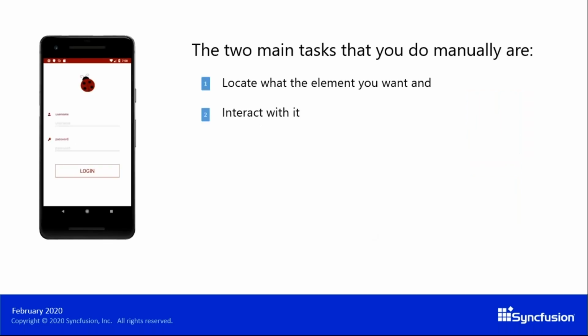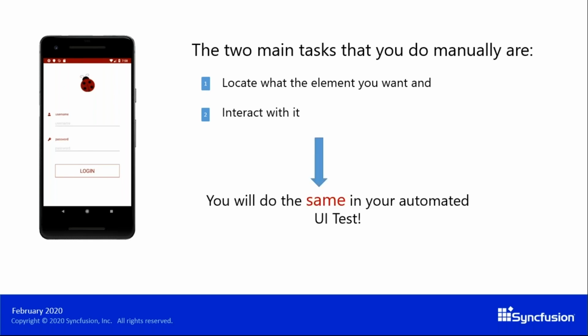So while you're testing your user interface manually, you are locating the element that you want, and then you start interacting with it. And this is exactly what you will do in your automated UI test. Just two simple tasks: locate the element and interact with it.